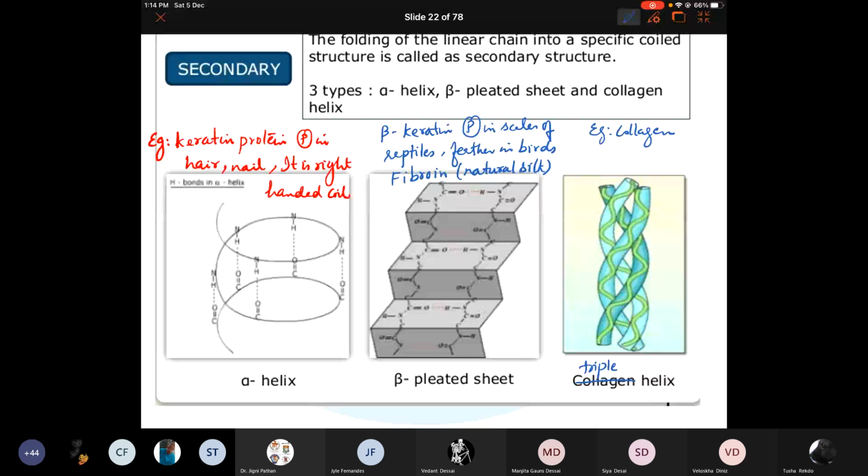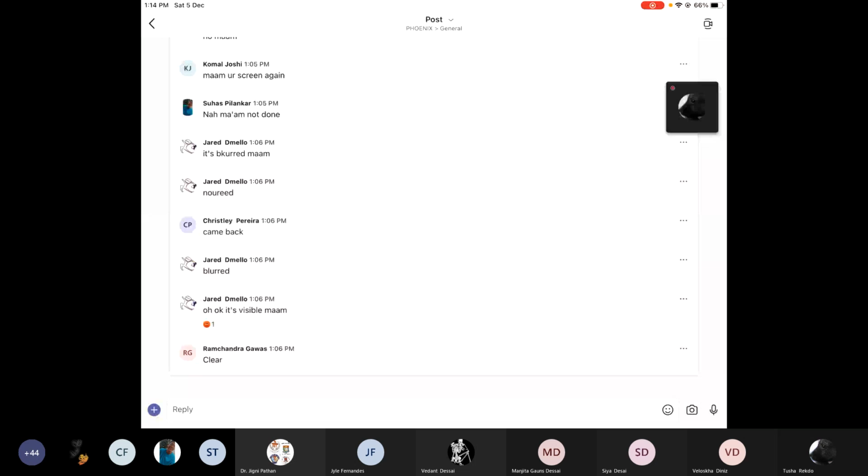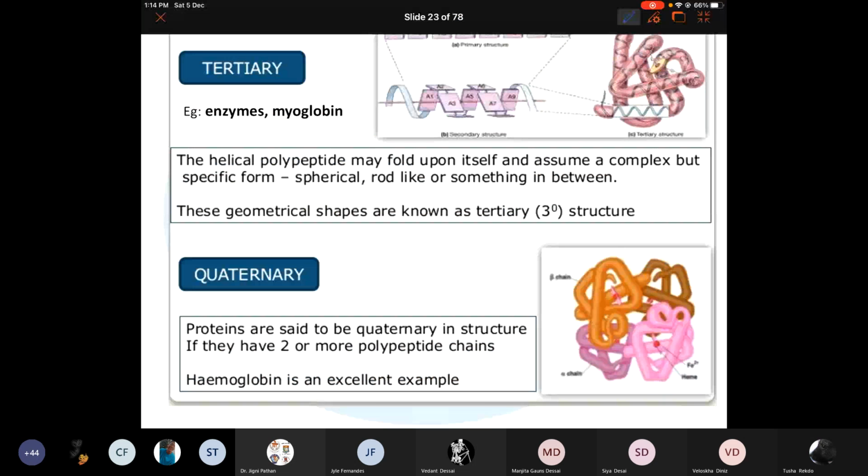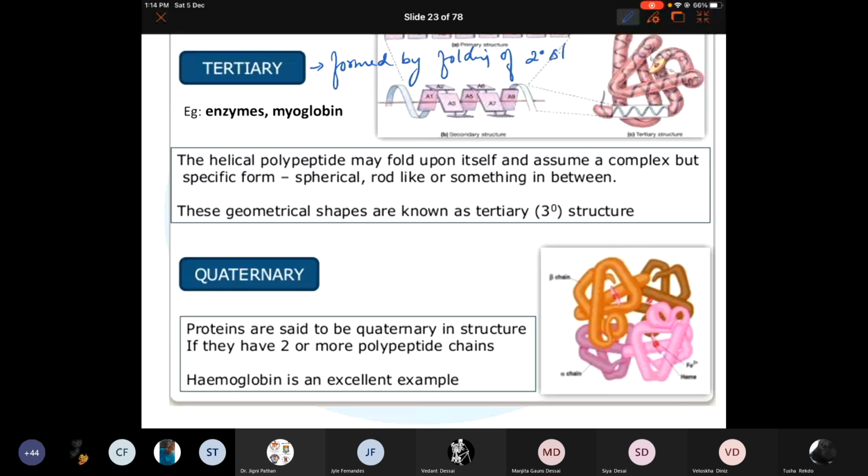Is it done? Any doubts? Can we move to the next? Okay, no doubts, right? Primary to secondary. Primary is linear, secondary is folded. Next, very, very important, is tertiary. Tertiary is formed by folding of the secondary structure.